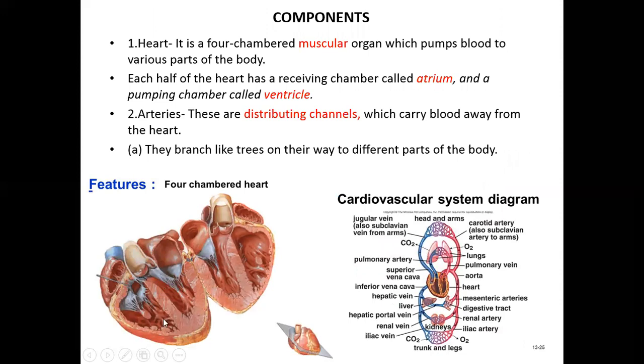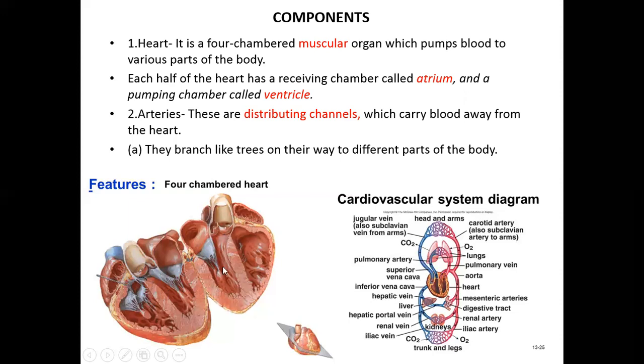Heart is a four-chambered muscular organ which is made of cardiac muscle which pumps the blood to different parts of the body. There are two atrium, two ventricle. This is an open heart. The interior view can be seen. The smaller chambers are atrium and the larger chambers are ventricles. Ventricles are separated by interventricular septa. Atrium are separated by interatrial septa.